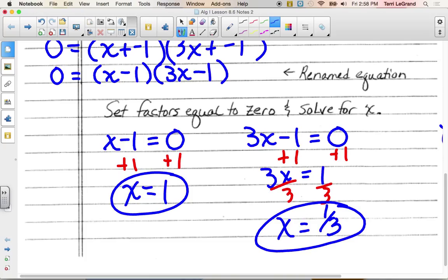Okay, so anybody got any questions about this? Okay, you go to the back side now. I'm going to solve the last one. You're going to solve the last one. We're going to see if we come up with the same answers.